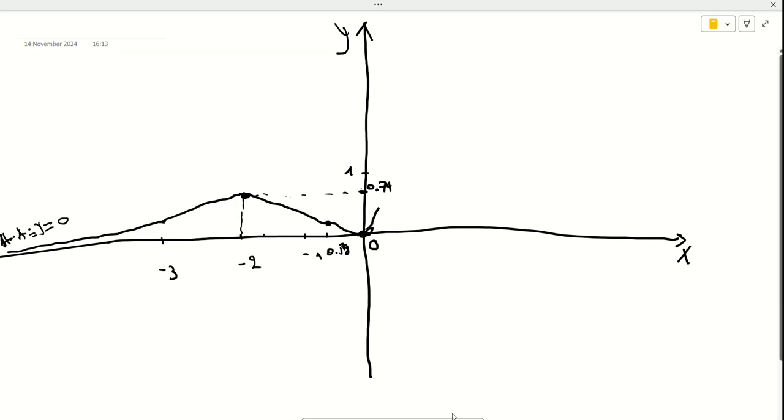Then it will go up here like this. Oh, not straight. This should not be a straight line. It's a curve, not a straight line. So it will go up somewhere here like this. So our function y equal to 1 over 2 x squared e power x plus 1 will look like this. Yeah, that was it.